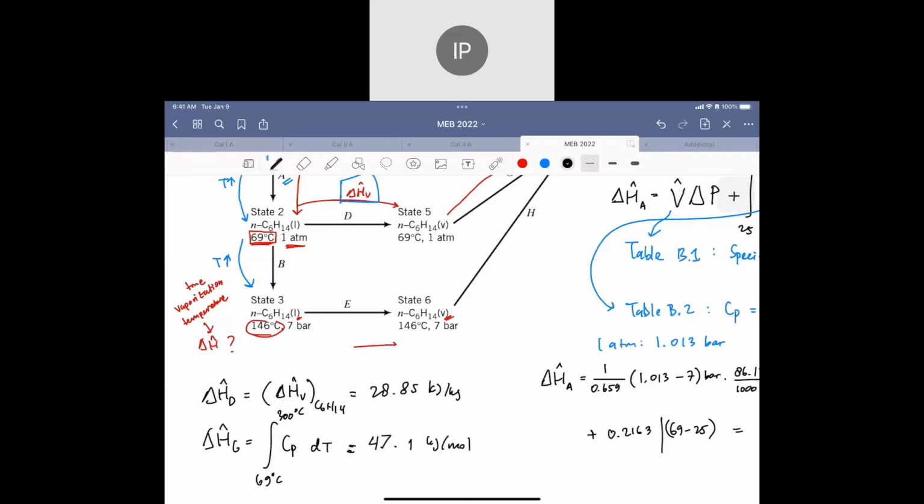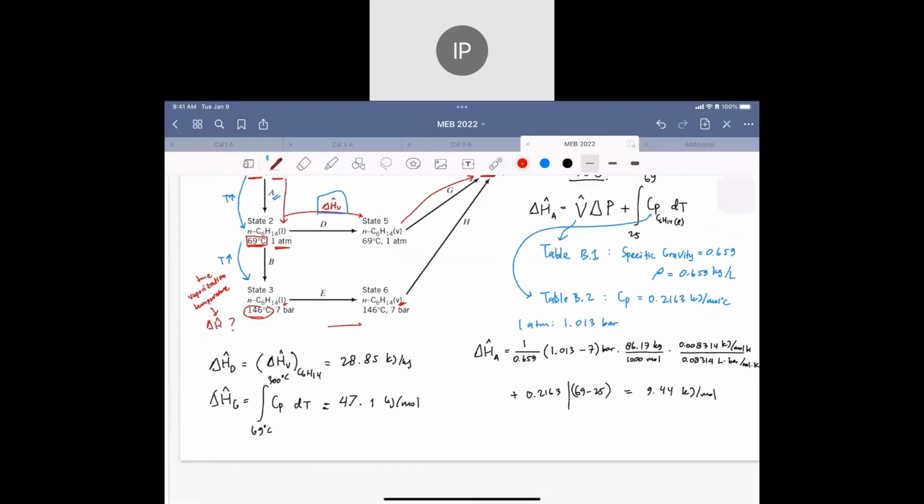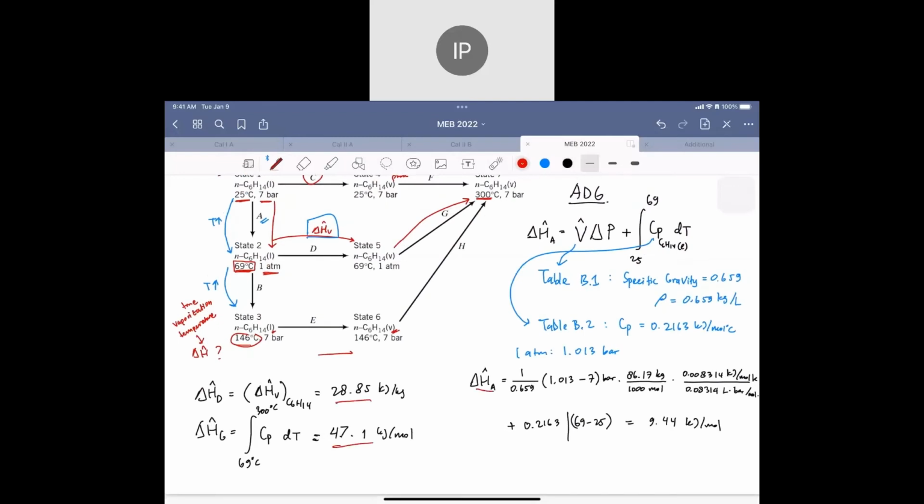So all the delta H we could just add. That is the total delta H from the initial state to the final state. And then lastly, we take it into our calculation of the heat flow. That is just the molar flow multiplied by the specific delta H. And we could get some kilowatts, and we could just calculate.